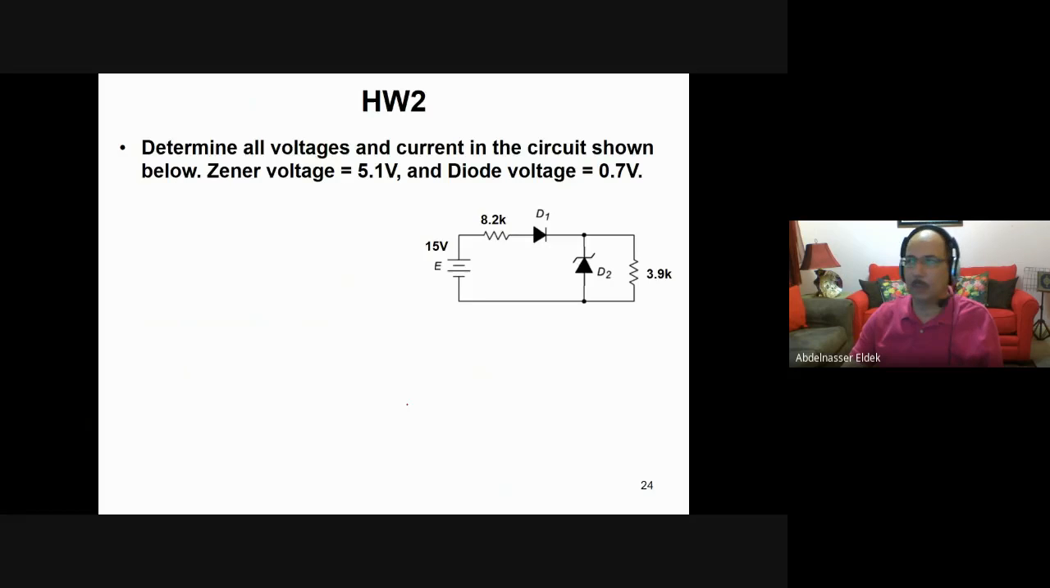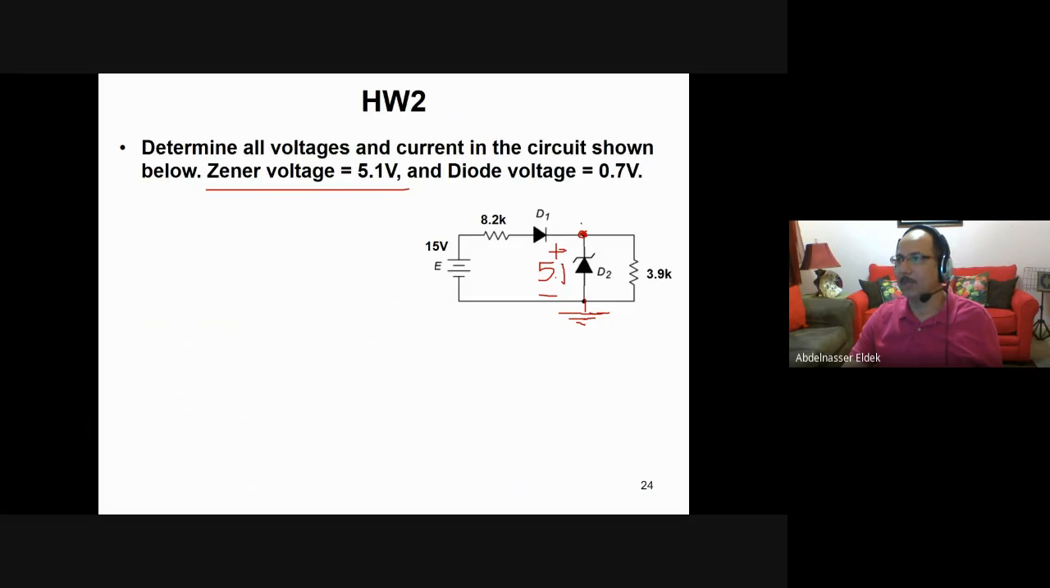Next one is just homework. It is similar to the problems that I just solved, but here we have a Zener diode. The Zener diode is in the reverse mode because this is 15 volt and the negative is connected to the positive. So for sure this one will be 5.1 volt, positive, negative. If this node here is ground, for example, then the voltage here is 5.1 volt.